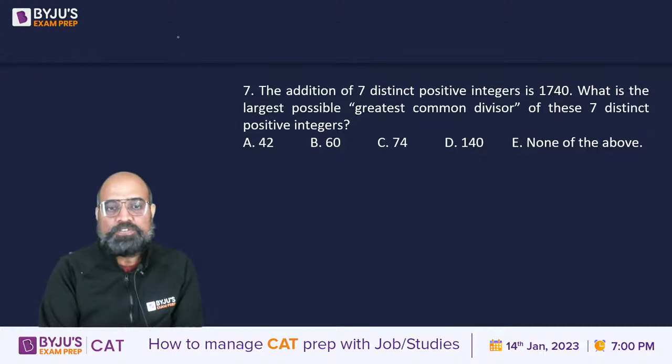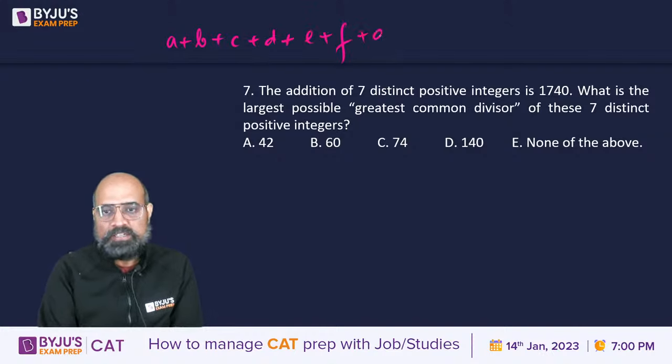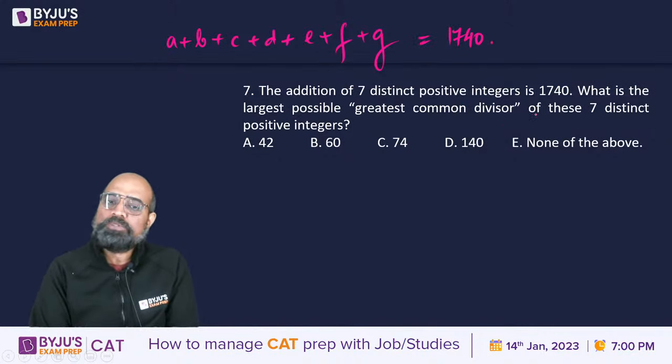Okay, the addition of 7 distinct positive integers, let's say A, B, C, D, E, F, and G is 1740. What is the largest possible GCD of these 7 distinct positive integers?